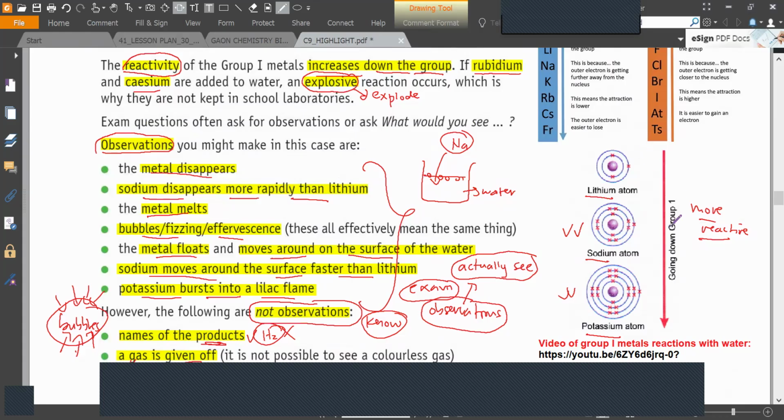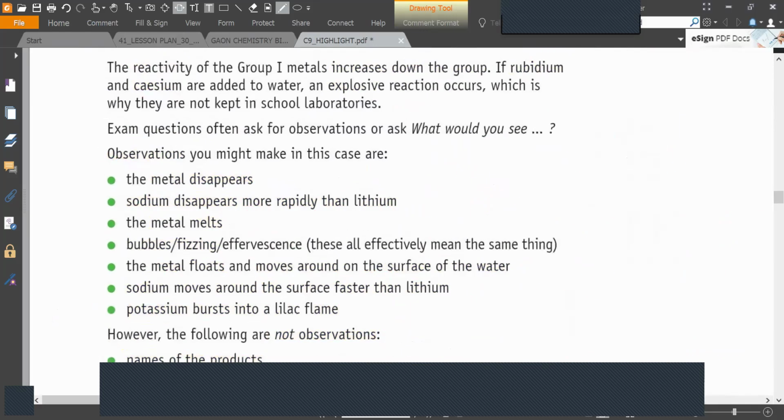So let me explain. Going down group one, we are saying that it becomes more reactive. So this one, a little bit of bubbles produced. This one is vigorous bubbles. This one straight away turns into flames. It gets more reactive. So the question is why? Why does it become more reactive? So we focus on this picture.